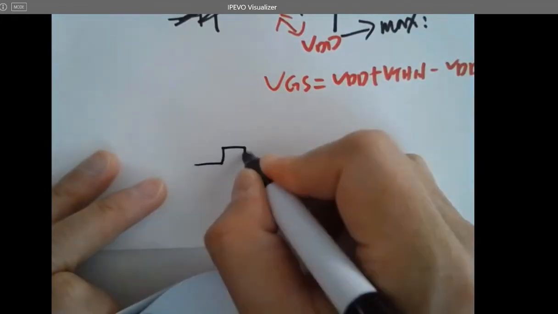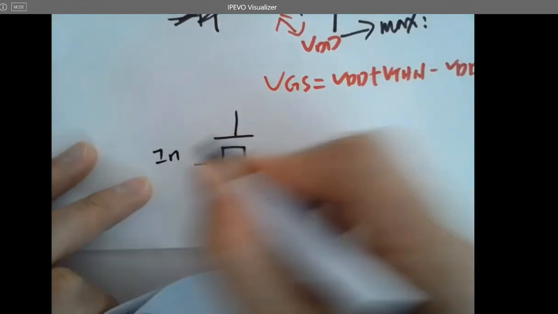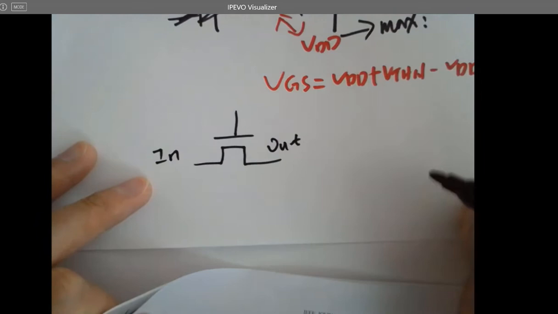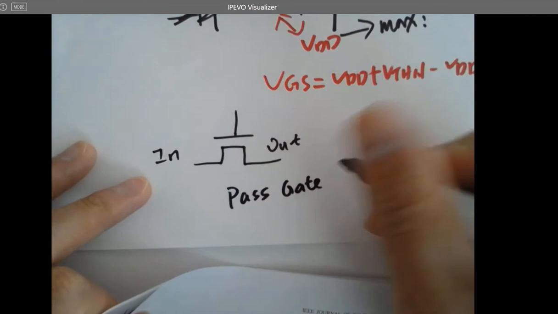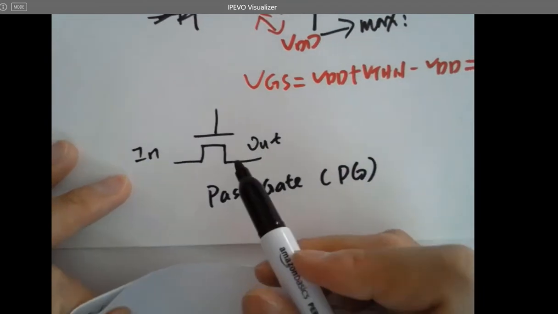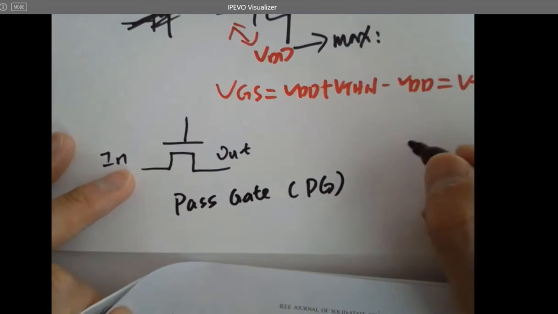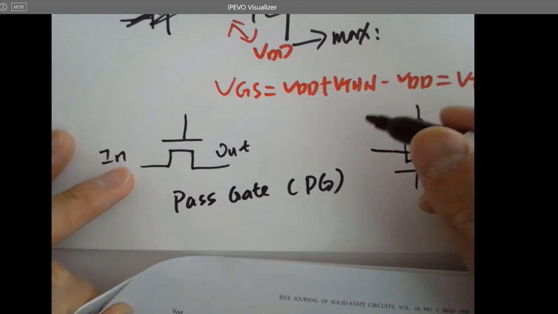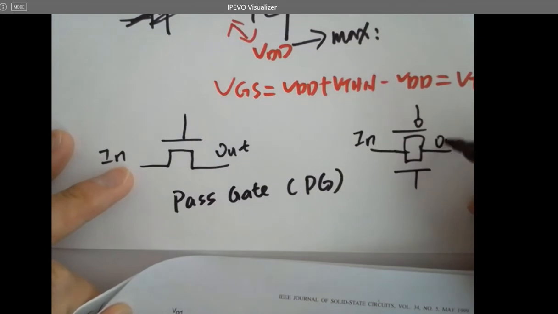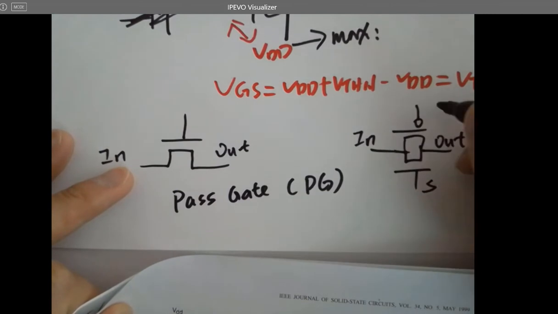And the reason we want to do that is, if we're using an NMOS, keep using this page, in this way, so here's the input, here's the output. This is called a pass gate, or PG. So the counterpart of this device is a transmission gate. It's a PMOS and NMOS. So you can pass the entire ground and VDD over to the output. Here's S bar.